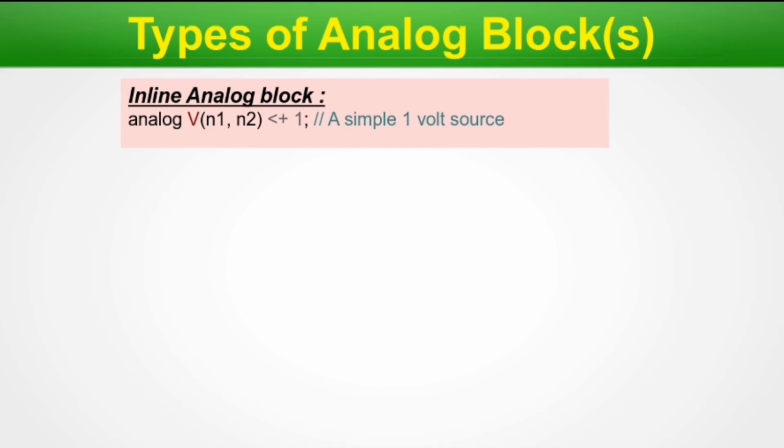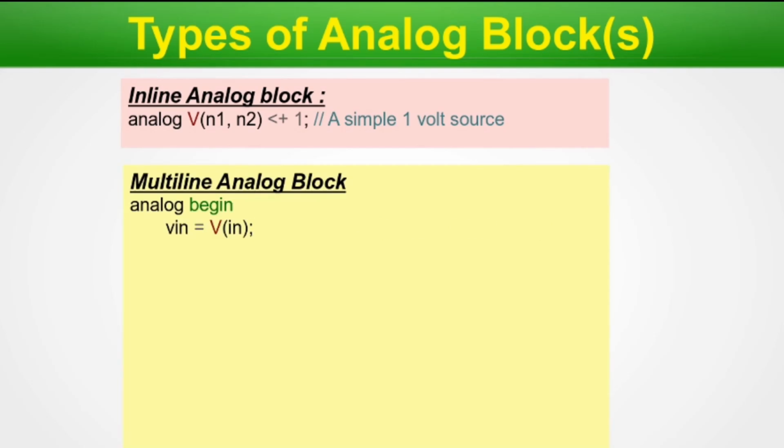Generally our analog block will be a multi-line analog block. Here we start with analog begin. We write the first statement, and now we are using conditional operators. Details about these conditional operators and loops I will be discussing in my next video. So I'll just go through it right now.